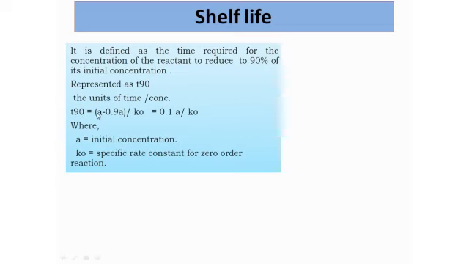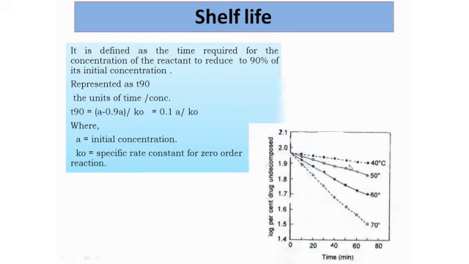So T90 is equal to A minus 0.9 A divided by K naught, which is equal to 0.1 A by K naught. Here A is the initial concentration of the drug, 100%. K naught is the specific rate constant for the zero order reaction. These data are generally put in a graph to check the stability or the shelf-life of the drug at different temperatures, 40 degree, 50 degree, 60 degree, 70 degree. For every temperature, the rate of the reaction will be different, right?